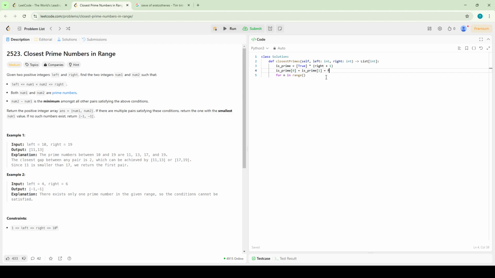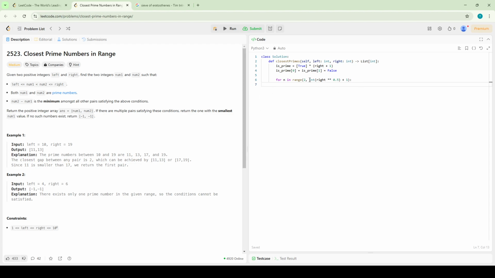False. I set it to false. For n in range, 2 int rect here. Okay, so here's actually a trick to optimize this method.